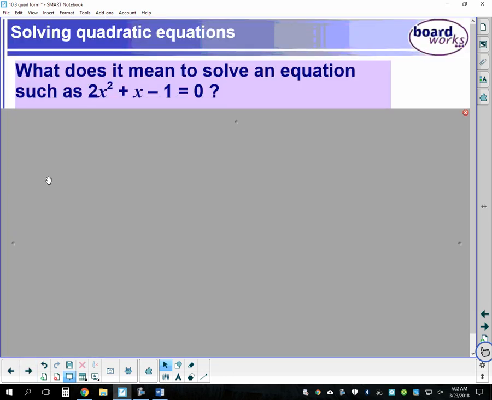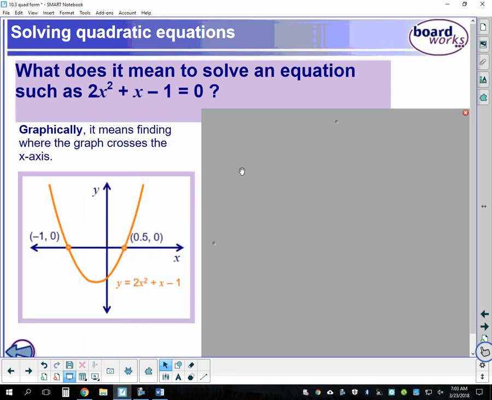So what we've been doing in this unit is solving quadratic equations. What does it mean to solve a quadratic equation? By the way, what makes an equation quadratic, of course, is that exponent of 2. Hopefully you remember that. Well, graphically, solving it means you're finding where the graph crosses the x-axis.